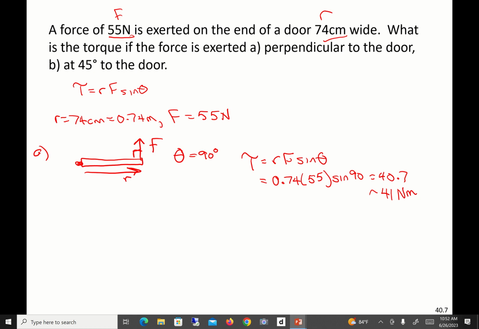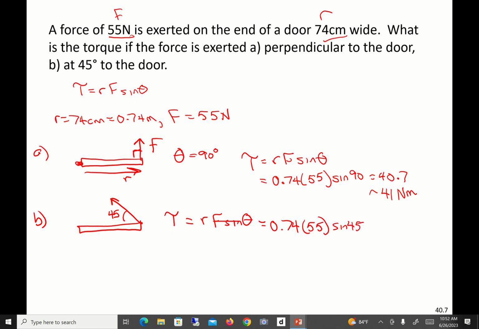All right, so what changes for the next one? Well, the only thing that changes is what the angle is. So if I draw my picture, now I'm applying the force at 45 degrees to the door. R and F are the same, so the only thing that's going to change is the sine theta. Go ahead, write down the same equation. So 0.74 for R, 55, and now it's the sine of 45. And remember, it's important, the angle that you need to have is between R and F.